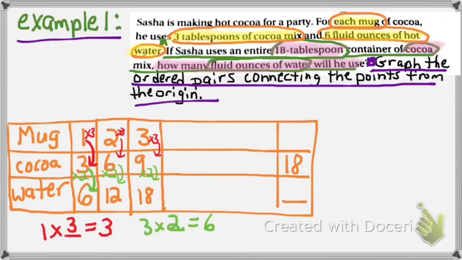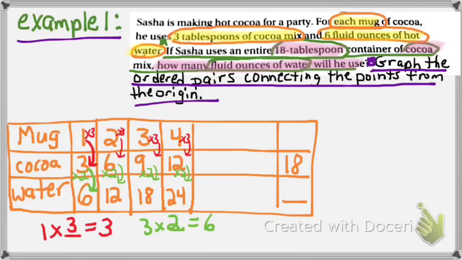Okay, so I tried 1 mug, 2 mugs, 3 mugs. Next thing I'm going to try in order is 4 mugs. Apply the rule, times 3. 4 times 3 equals 12. And let's apply the rule for the cocoa to water, which is times 2, and 12 times 2 equals 24.